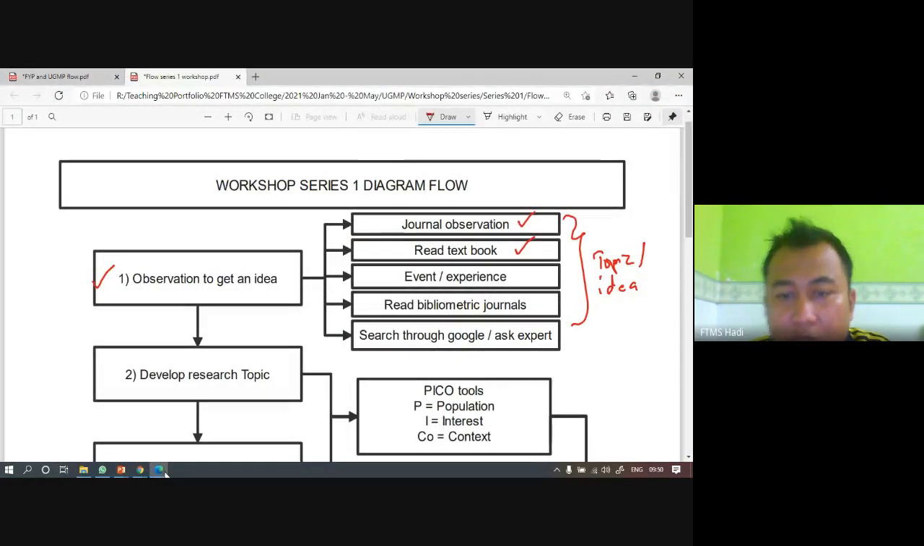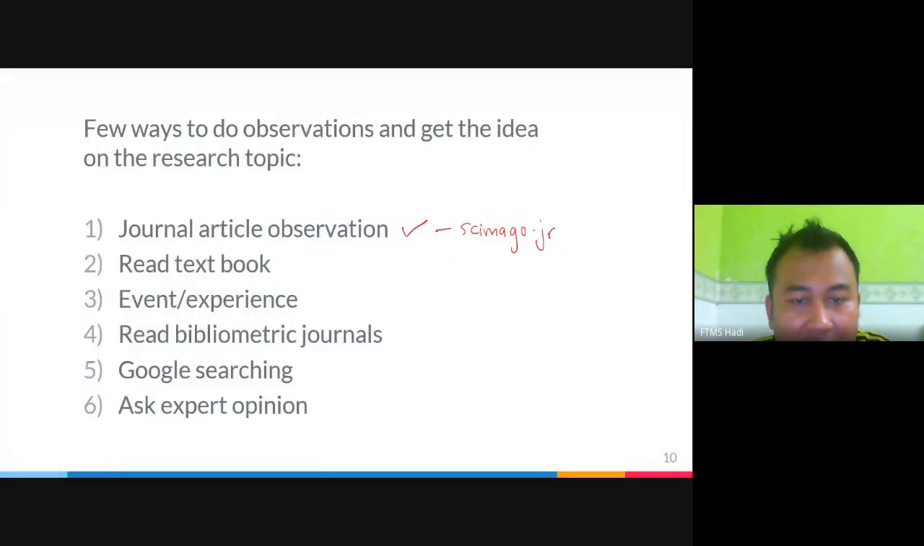Okay, the third one is event and experience. Event and experience means that it is based on your working experience. This is applicable for MBA students. I think MBA students are sometimes working, or probably part-time students having working experience. So they feel that there is a problem, and then they can do some research on that matter.